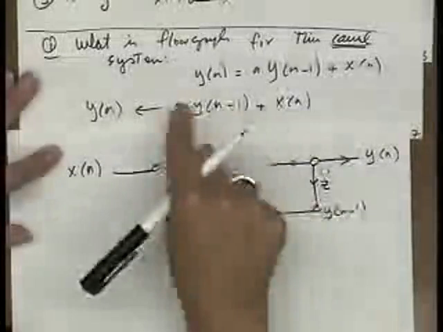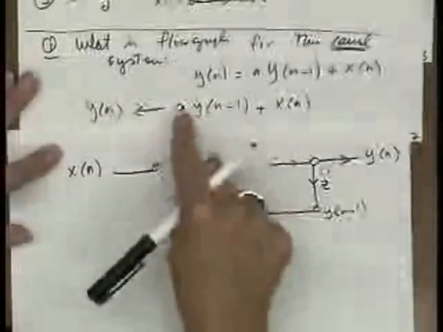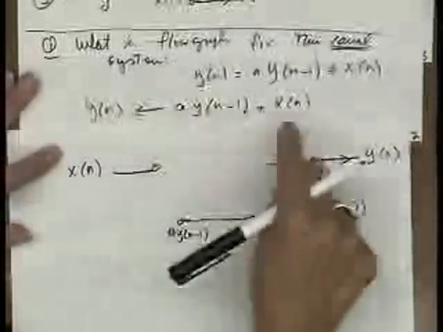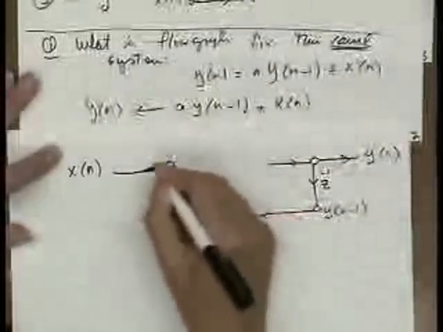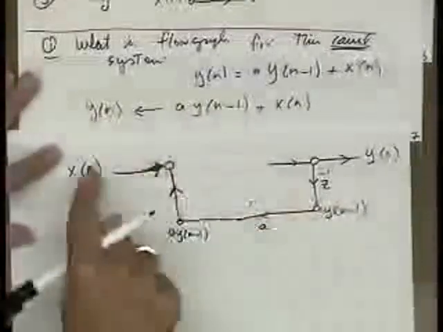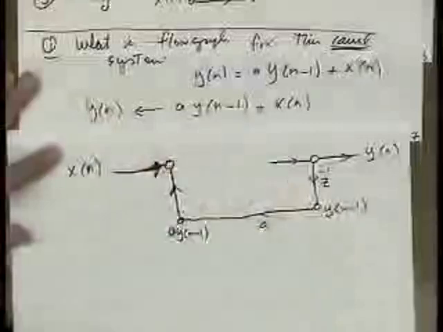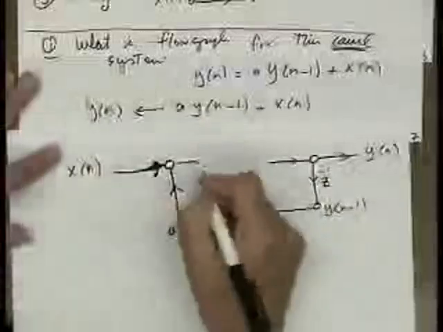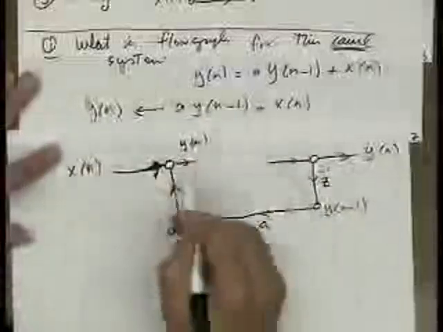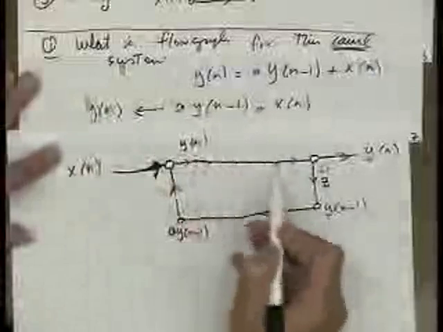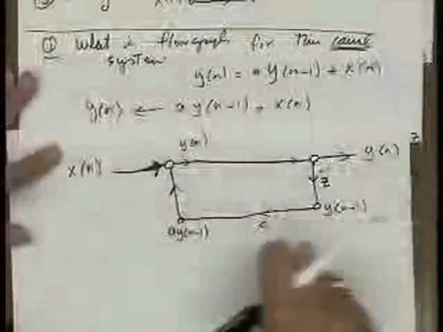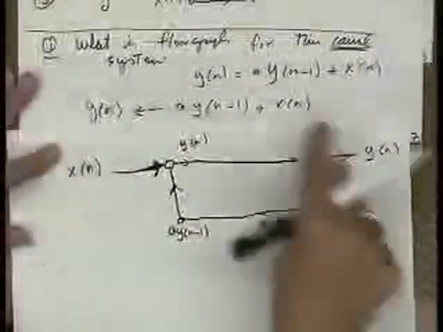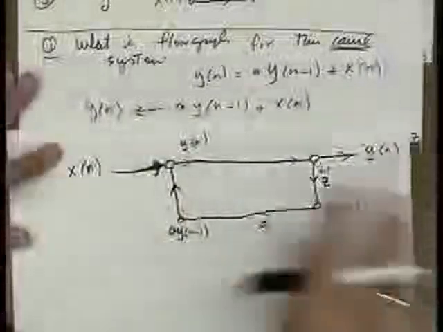And what this realization is telling me is add a times y of n minus 1 to x of n. So let's add them together. 2 arrows coming in, so x of n gets added to a times y of n minus 1. And the answer is y of n. So this point is y of n. So this is y of n and this is y of n. I just connect these two things. So y of n goes to this node, comes out here, comes out this way. And so this is my flow graph implementation, if you will, of this difference equation.